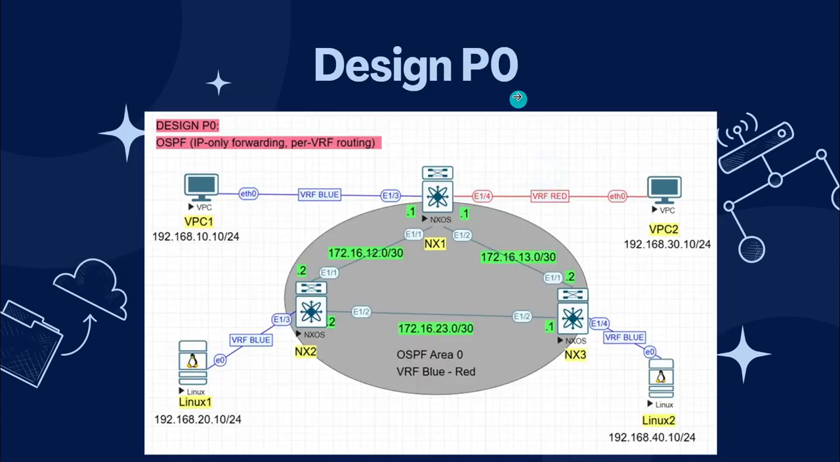Okay, we go to the first design, design P0. This design, between the three routers or layer 3 switches, uses OSPF as the underlay routing protocol. OSPF functions for IP reachability. And inside the configuration, we also have the VRF routing.